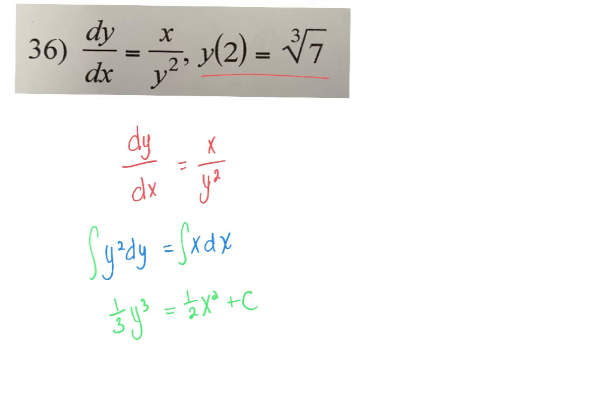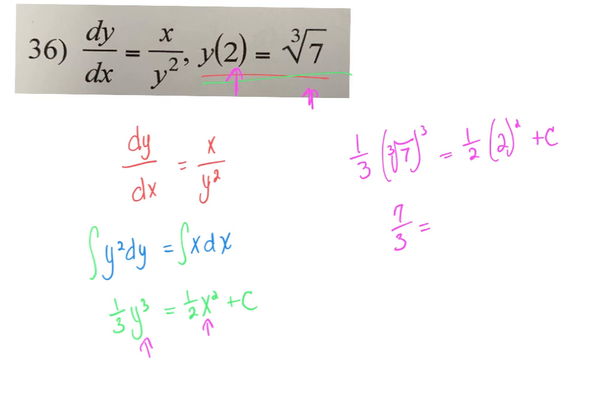So we want to solve for c, and they've given us an initial condition. And so we're going to take this initial condition and plug it in. We're going to plug in a 2 for our x, and we're going to plug in cubed root of 7 for y. There's a reason they gave that to us. So we have 1/3 cubed root of 7 cubed equals 1/2 2 squared plus c. So I get 7/3 equals 2 plus c, which means I can just subtract 2, or subtract 6/3. So c is going to equal 1/3.